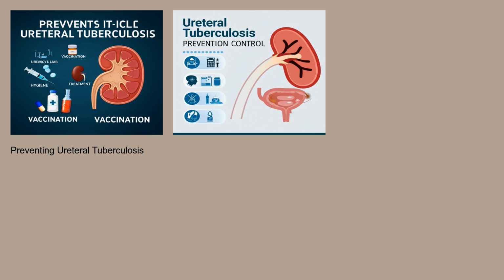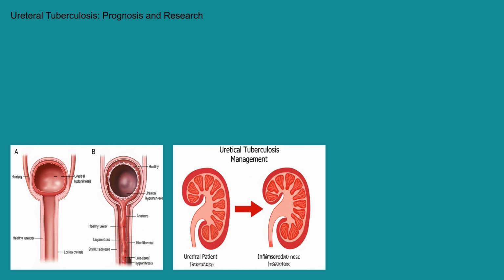Preventing ureteral tuberculosis primarily involves preventing the initial TB infection. This includes measures such as vaccination with BCG vaccine, particularly in high-risk populations, early detection and treatment of pulmonary TB, and maintaining good hygiene practices to prevent the spread of infection. In individuals with known TB exposure, prophylactic treatment with isoniazid may be considered to prevent the development of active TB disease. The prognosis for ureteral tuberculosis is generally good with early diagnosis and appropriate treatment. However, delayed diagnosis or inadequate treatment can lead to significant kidney damage and long-term complications.